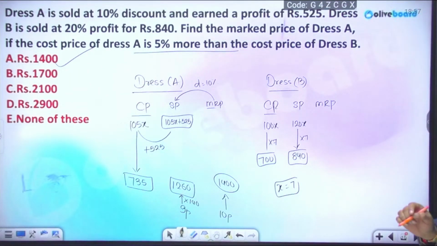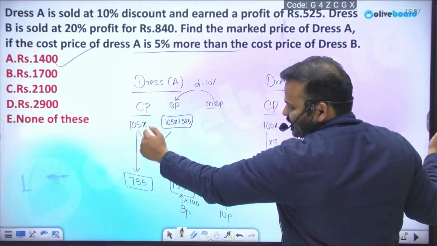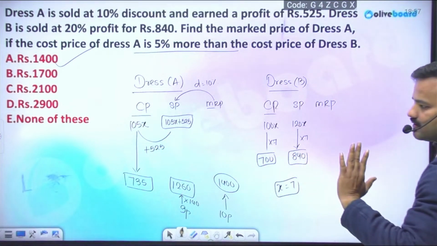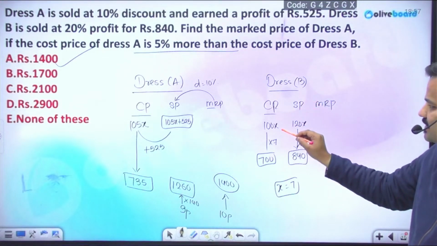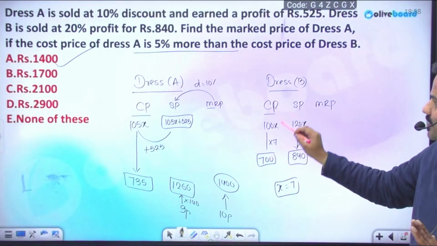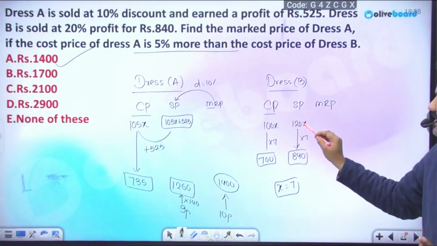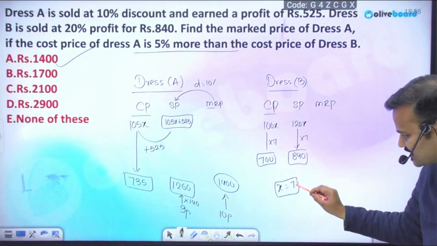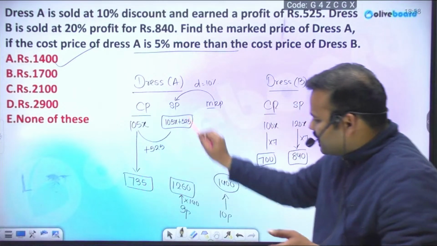See what I have done. Sir, this is 100x and this is 105x. It is being sold at 525 more. This is 105x plus 525. Now for dress B, it is being sold at 20% profit. 20% profit means 120, and this 120x is representing 840. So this is 7 times. So the value of x is 7. If x is 7, this is 700. This is 735. This is 1260.